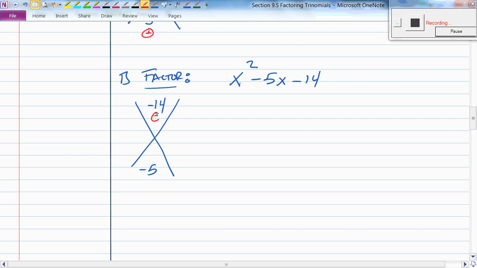That's a negative number. This is also a negative number. What happens if there's 2 negatives there? A positive and a negative, right? And the negative has to be bigger. Very good. Okay, so let's take a look. What are our options for 14? 1 and 14. Okay, let's see here. Is negative 14 plus 1 negative 5? Nope, that's not going to work.